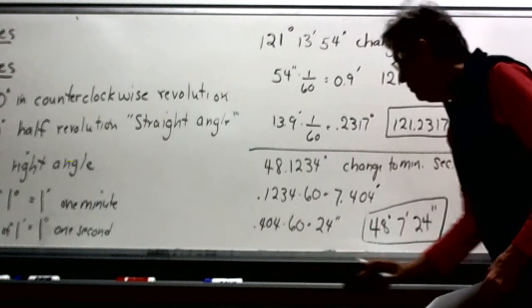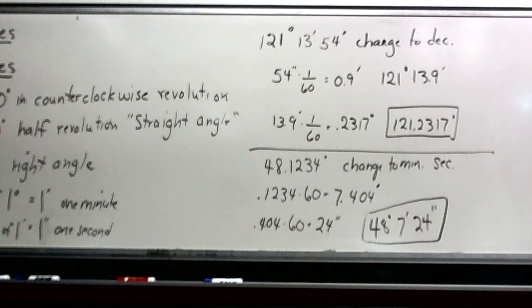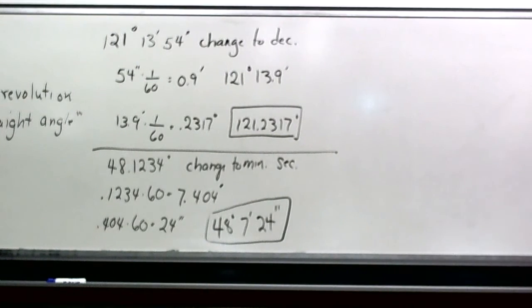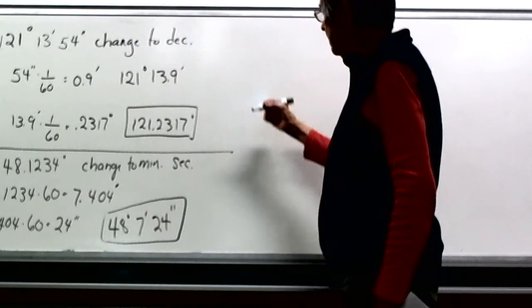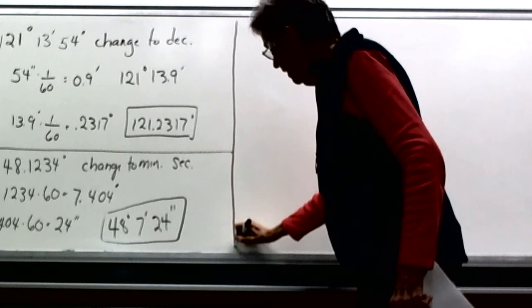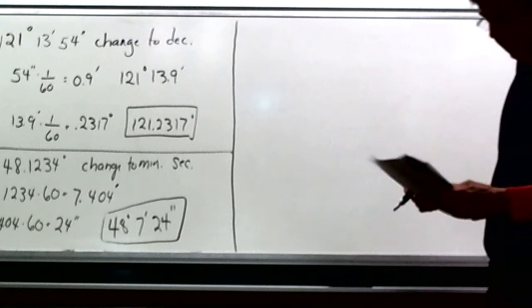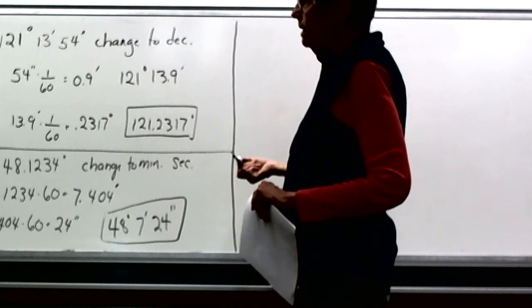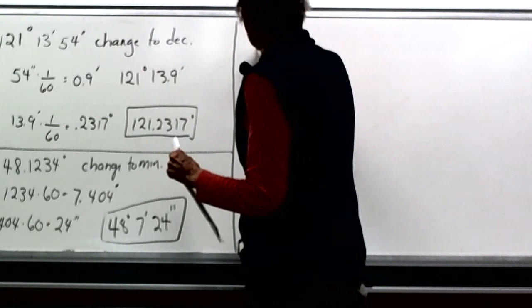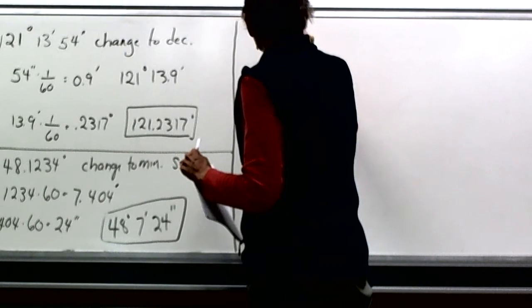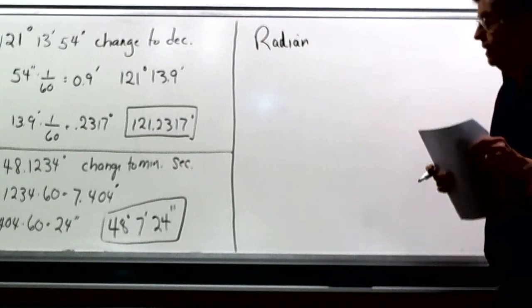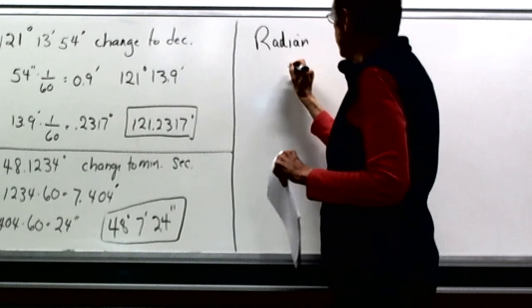So those of you have examples of changing from decimal degrees to minutes and seconds. You can do this very quickly on your calculator. Now the other kind of angle measure that we'll use probably most of the time is called radians. And you'll find that on your calculator you have a radian mode and a degree mode. But a radian is much larger than 1 degree. So let's see how it looks on a circle so we can compare the size of a radian to the size of a degree.